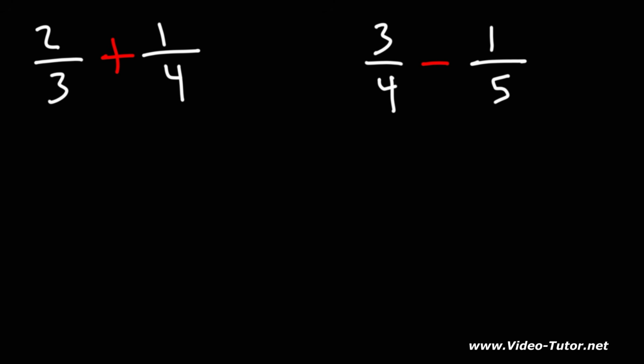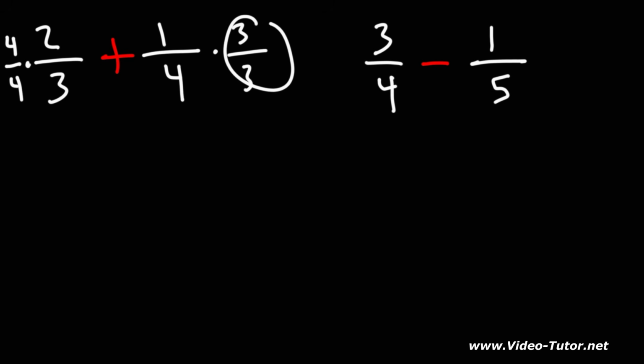If you're just adding or subtracting two fractions, here's what you can do. The first fraction, we're going to multiply it using the denominator of the second. So I'm going to multiply the first fraction by 4 over 4. The second fraction, I'm going to multiply it using the denominator of the first. So I'm going to multiply it by 3 over 3.